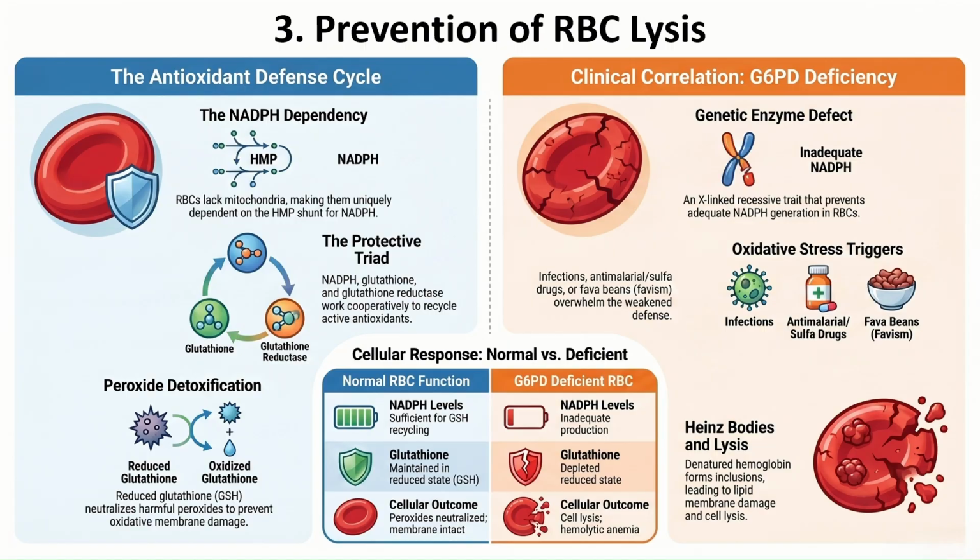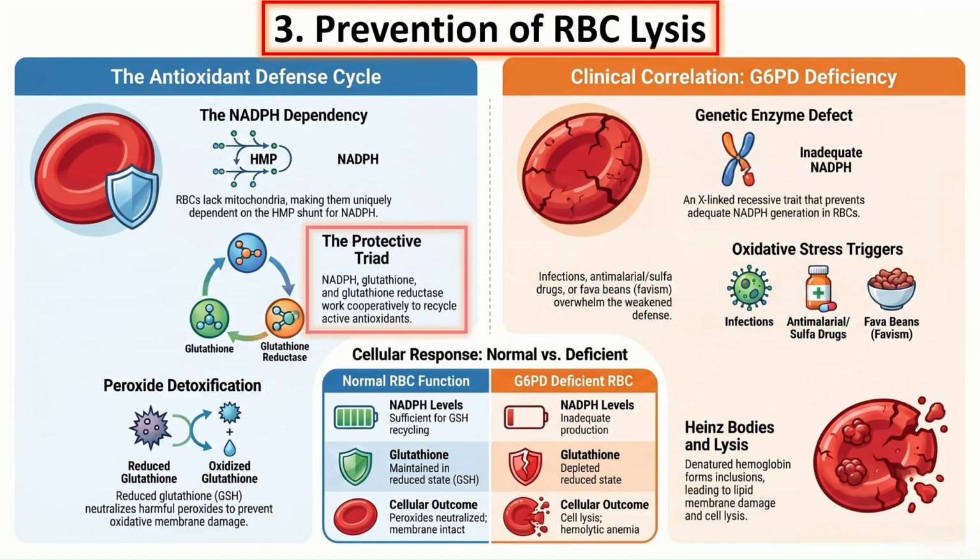Now the next one is the prevention of RBC lysis. The RBC membrane is constantly exposed to oxidative stress, and the HMP shunt pathway provides a defense mechanism against it. Let's see how that happens. The free radicals generated inside the RBCs are neutralized by the reduced glutathione, which needs NADPH to replenish the reduced form. The NADPH is produced by the HMP shunt pathway. Hence, the RBC membrane integrity is intact. Now look at the right half of the diagram.